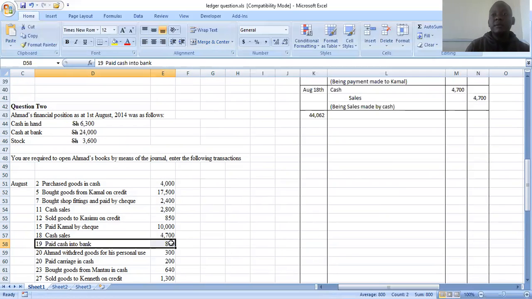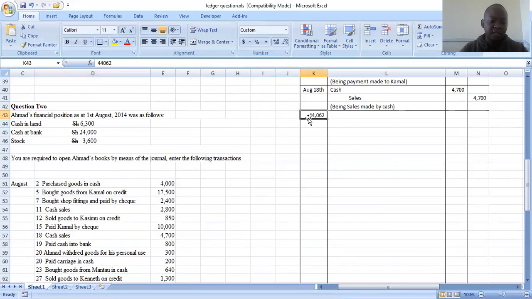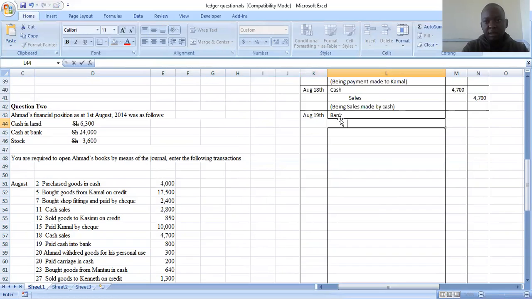What type of accounts are they? Cash is an asset, bank is an asset. Both are assets. Which account is to be debited and which account is to be credited? Cash will be decreasing, so credit cash, and then our bank account will be increasing, so therefore debit bank account. So August 19, debit bank, credit cash.